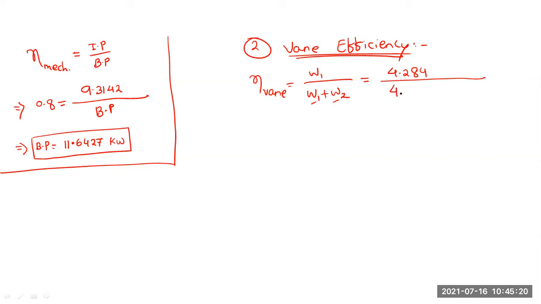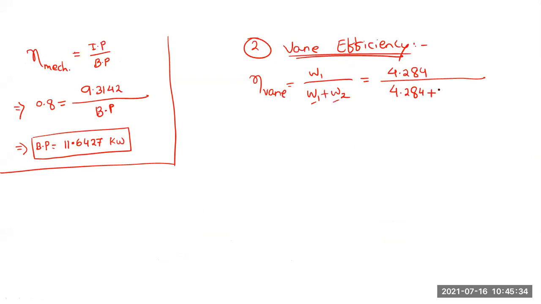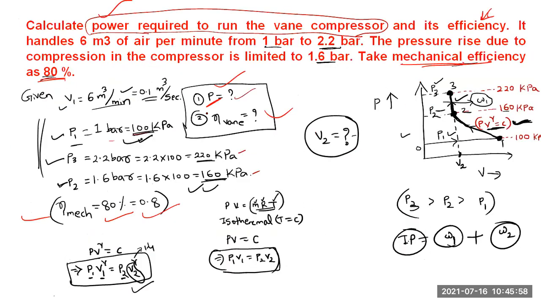So W1 is 4.284 plus W2. W2 means the work done during the isentropic or adiabatic process, that is 5.0302. Now simply solve this and we will get the efficiency of vane. It will be 45.99%. So this is the solution for the second question, that is the efficiency of vane.